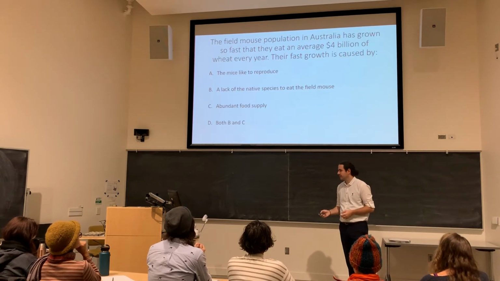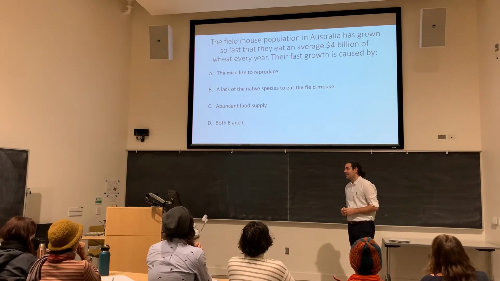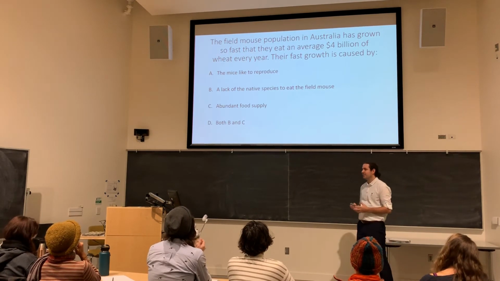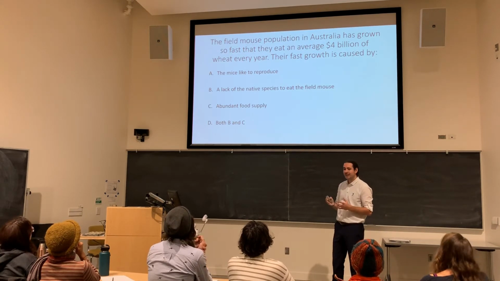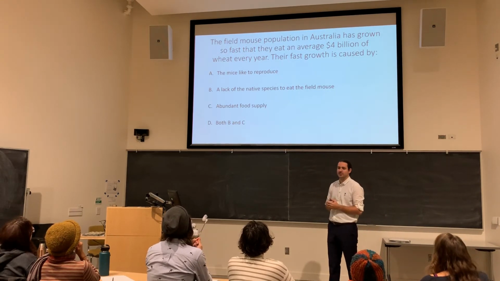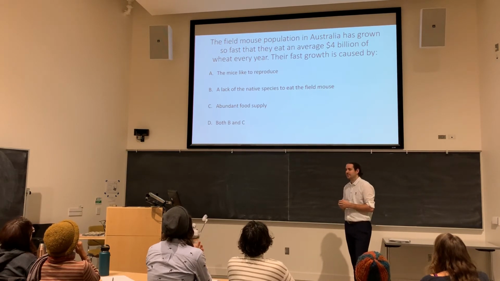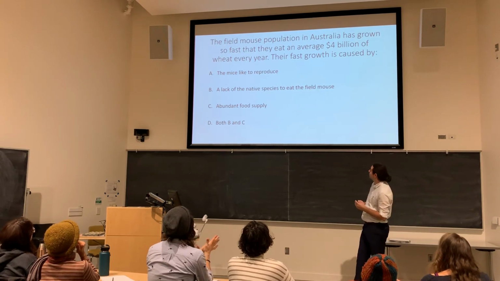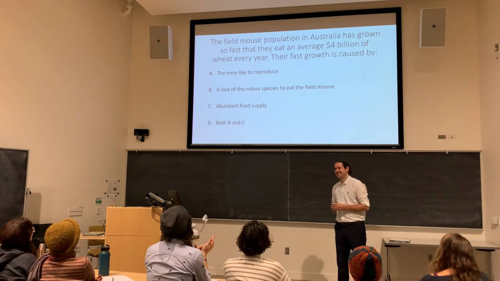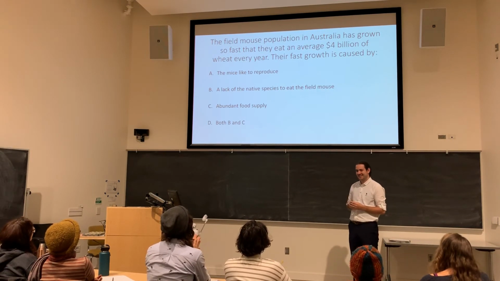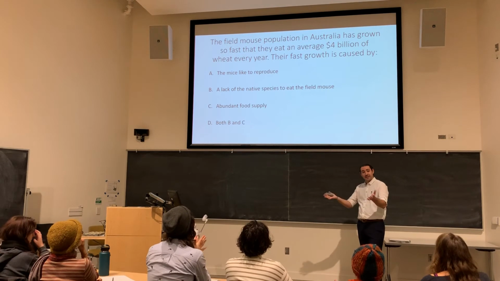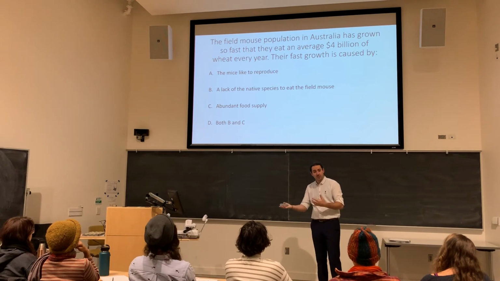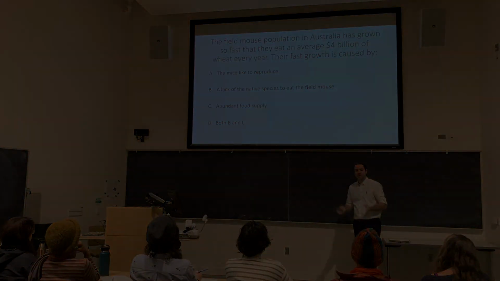It's very good. And last one, the field mouse population in Australia has grown so fast that they eat an average of 4 billion wheat every year. Where is that growth caused from? All of the above. Yes. So it's both the lack of native species to eat the field mouse, the absence of native predators and so forth, and the huge food supply.